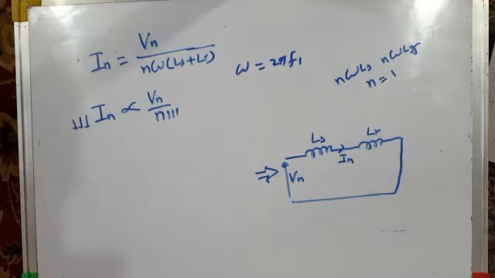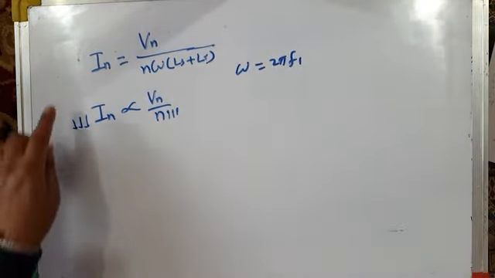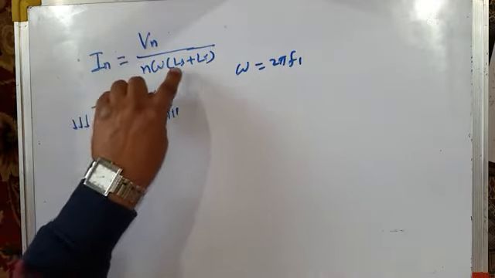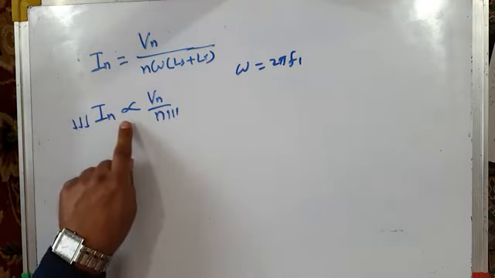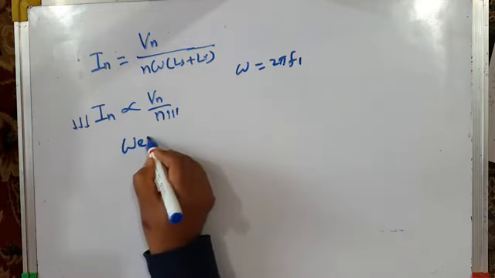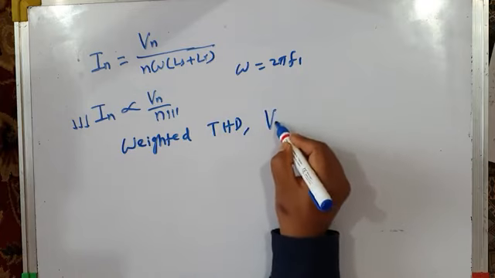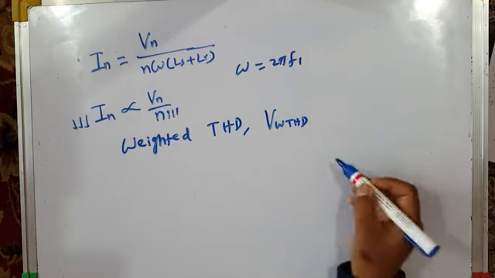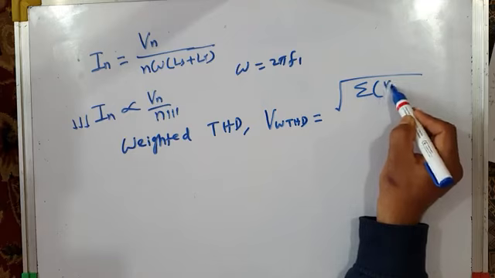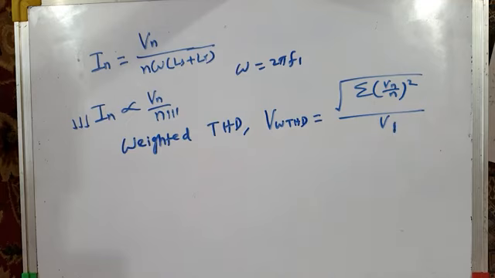So from the harmonic model of the induction motor, we got this equation that the harmonic current because of harmonic voltage Vn is In equal to Vn by N omega times Ls plus Lr, and therefore harmonic current is proportional to Vn by N. This gives us a quantity called weighted THD, the weighted THD of voltage. It is given by this expression: square root of summation of (Vn by N) squared, divided by V1. So we normalize it with respect to the fundamental component of voltage.